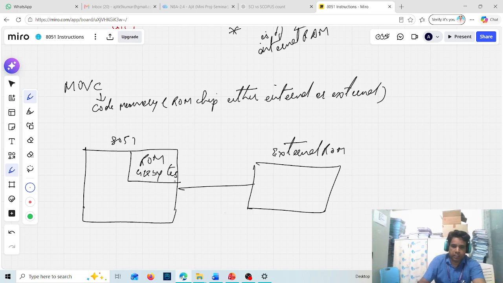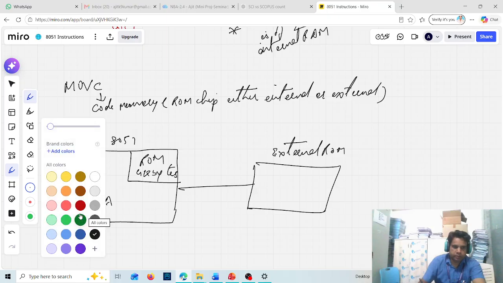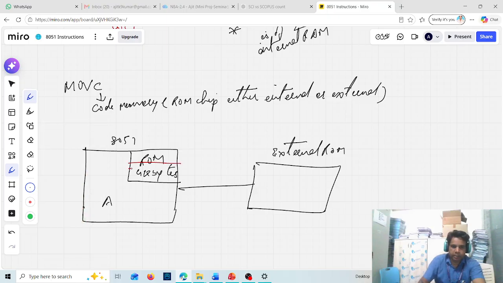Okay, so for transferring the data, let's say you are writing here, register A is there, and you want to transfer the data from this memory address. Let's say this is the memory address of ROM. This ROM is actually 4 kilobytes, which is not sufficient, so that's why we connect external ROM, which could be 64 kilobytes.